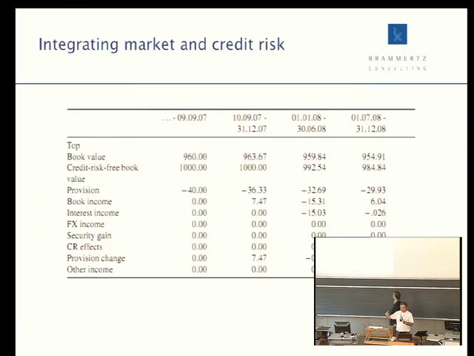There are items here; you see we had the book value we saw before. Now this is the book value including credit risk. And this is the credit risk free book value. What is the difference? Provisions, which you have done already. So you have already 40 in provisions in this case. That's why the book value is 960. 1,000 is the notional without credit risk. And then you see the book income, the interest income, FX, security gain.